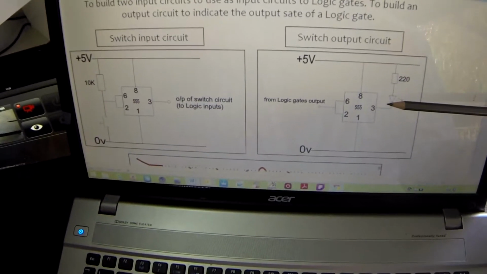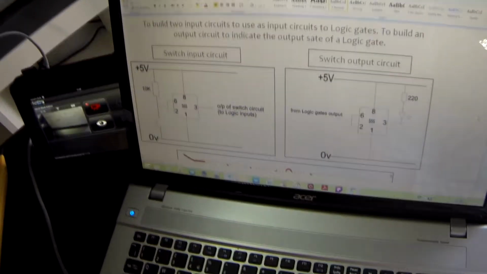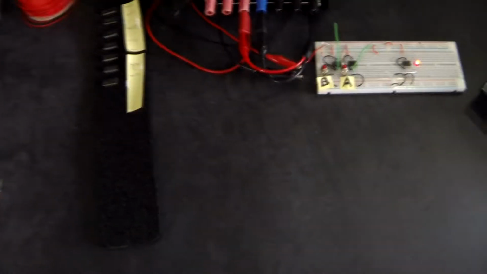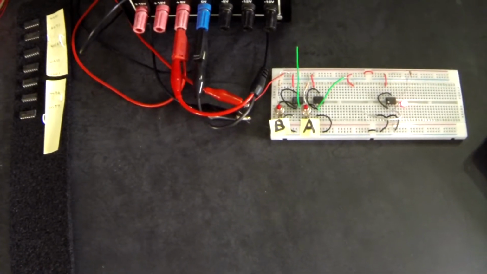So we know that with digital electronics we only have two states. I'm not going to go into too much detail on it. And those states are either high or low, on and off, 1 or 0, 5 volts, 0 volts, however you want to explain it. I will probably be using the terms high and low.